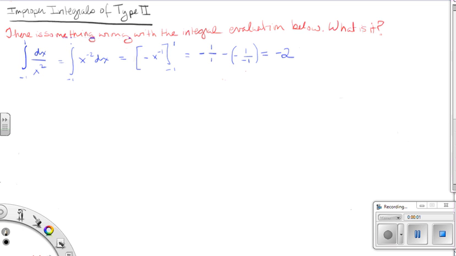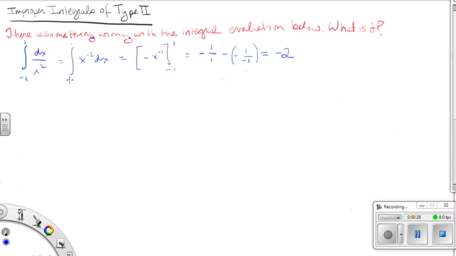Alrighty, so last video we talked about improper integrals of type 1. And in this video I want to talk a little bit about improper integrals of type 2. So I've got down here an integral that I evaluated, and it's a pretty simple one, dx over x squared from -1 to 1.